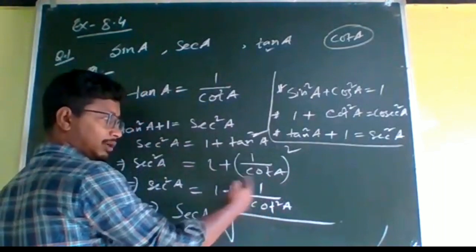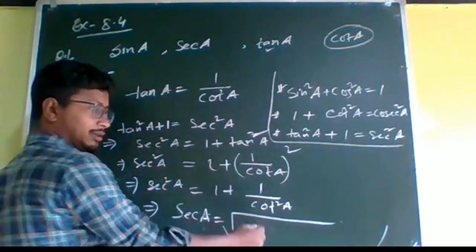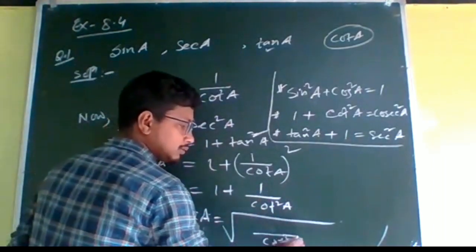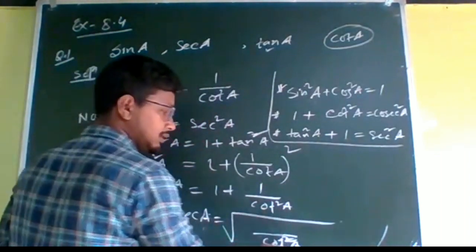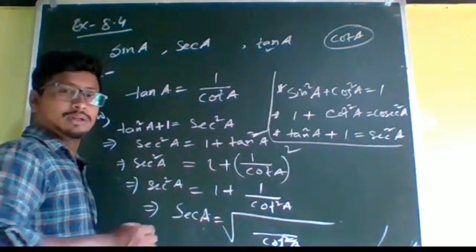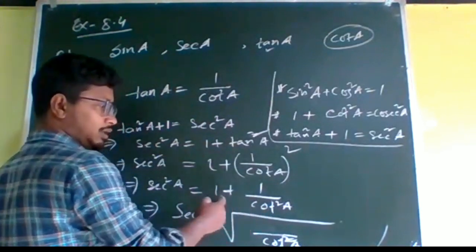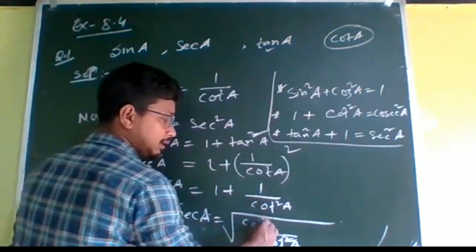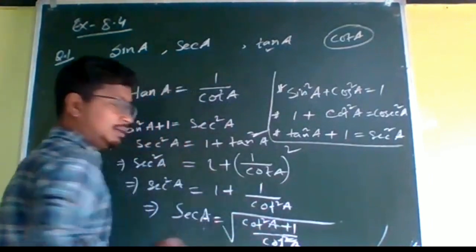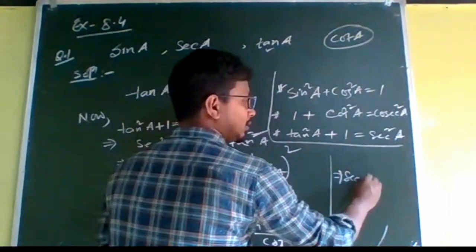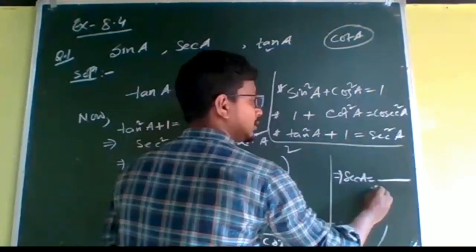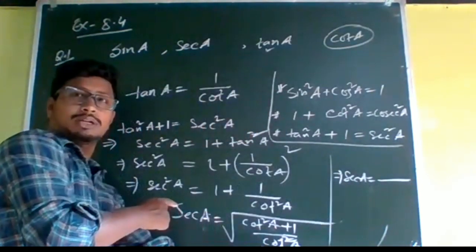So first of all, for this part I have to take the LCM. So what will the LCM be? The LCM is cot square a. Correct. So cot square into 1, it will be cot square a plus 1. Is it clear? And here finally sec a equals the square root of cot square a plus 1 over cot square a.